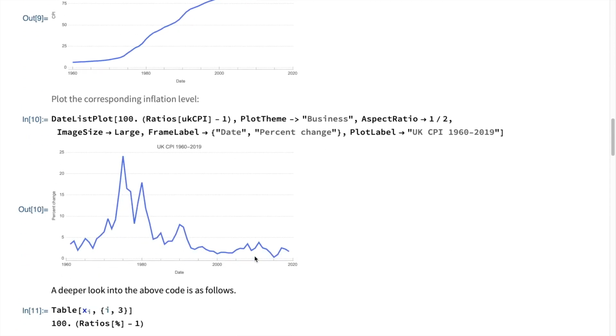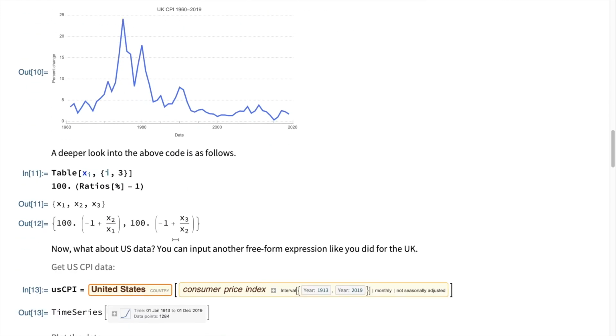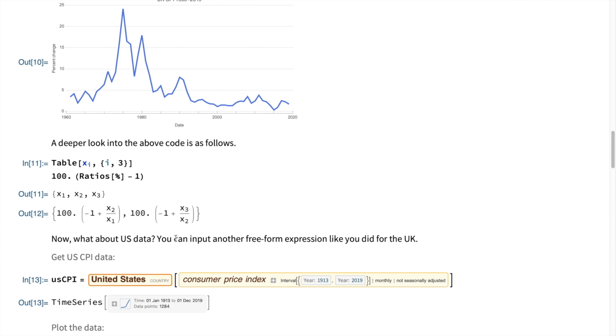We can plot the corresponding inflation level by measuring the percent change. The way to do that is through taking successive ratios of values using the Ratios function and subtracting 1 such that we only have the amount of change, and then multiply that value by 100 to get a percentage. We get the following plot, which shows that inflation was particularly high in the 70s. To see what our code above does in more depth, we can set up a table of x sub i's and apply the same code. We see what's happening algebraically in more depth. If we were to rearrange this, it would correspond to the direct formula for percent change.